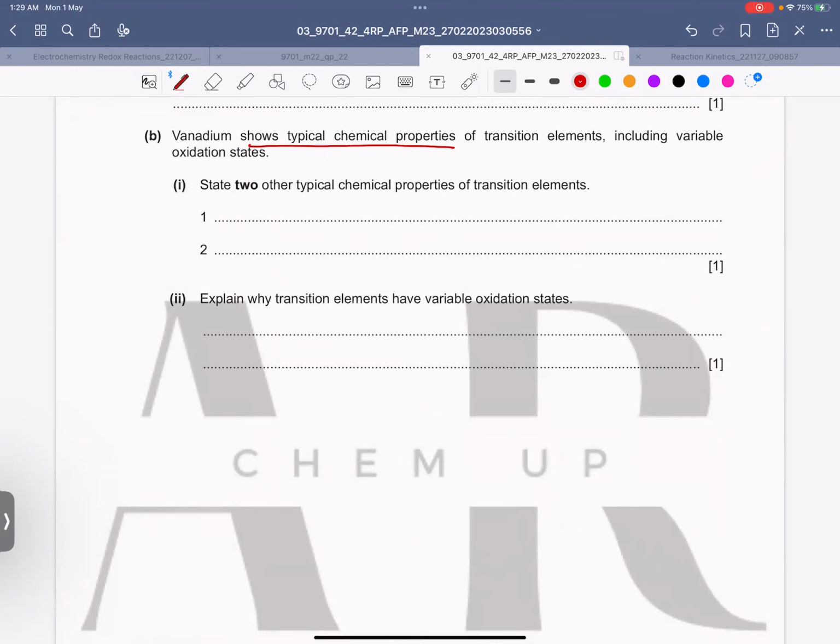Vanadium shows typical chemical properties of a transition element, including variable oxidation state. State 2 other typical chemical properties of a transition element. Yes, can anyone? Colored compounds. Sorry, I couldn't understand what you are saying. Colored compounds and catalyst. Okay.